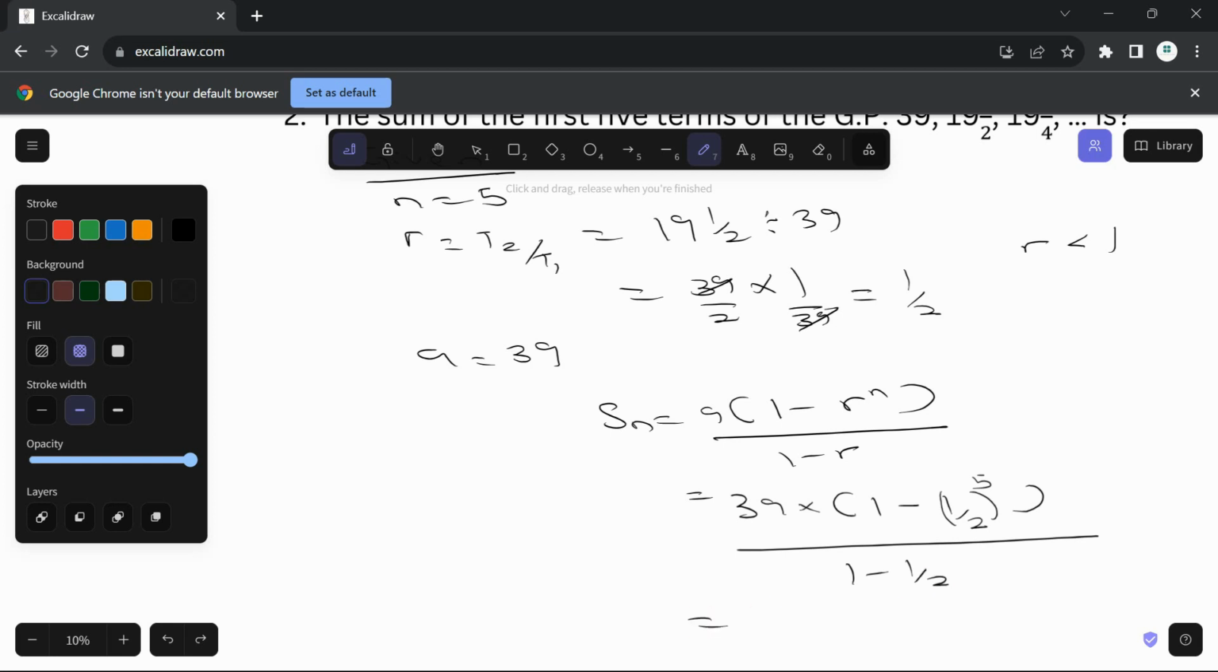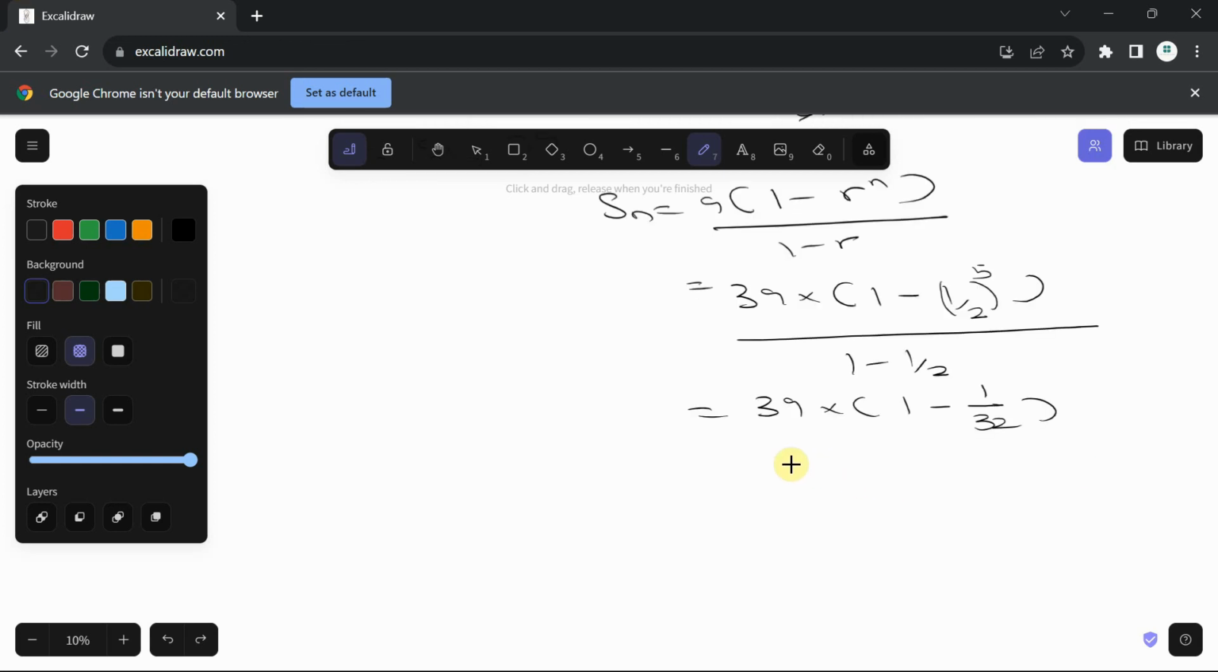So let's substitute. This will be 39 times 1 minus half raised to the power of 5, which is 1 all over 2 raised to the power of 5, which is 32, right? So if I divide this, 1 minus half, you have a full thing and you are taking half of it, so what remains will be half. So we have 39 times 1 minus 1 over 32.